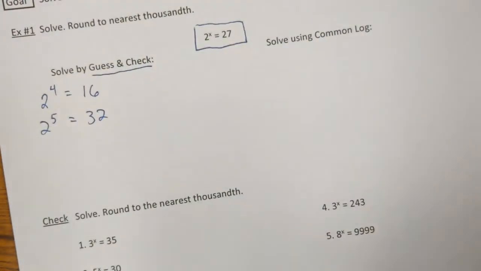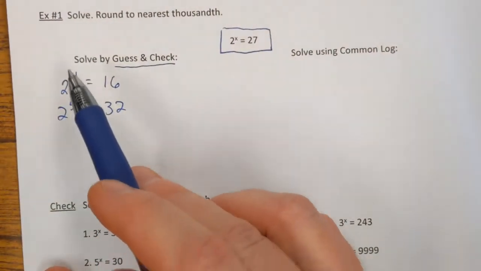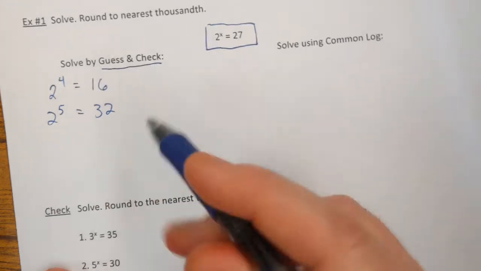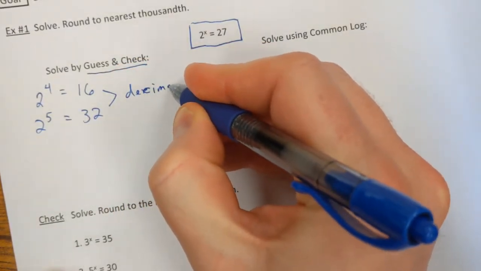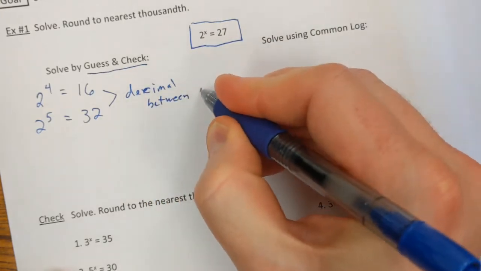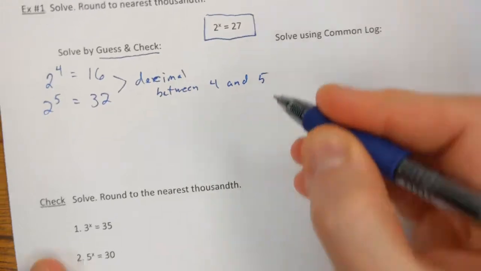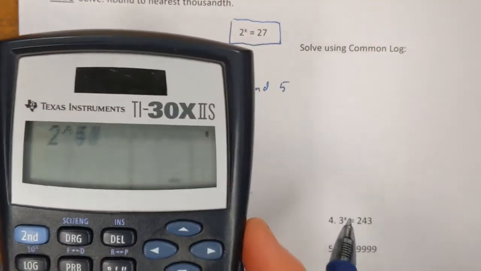You can see here, I can start to narrow this down. The answer's got to be some decimal between 4 and 5. Okay? Pretty quickly, we can really narrow this down. It's going to be some decimal between 4 and 5. But after that, it starts to get tricky, okay? It's almost this wild goose chase.